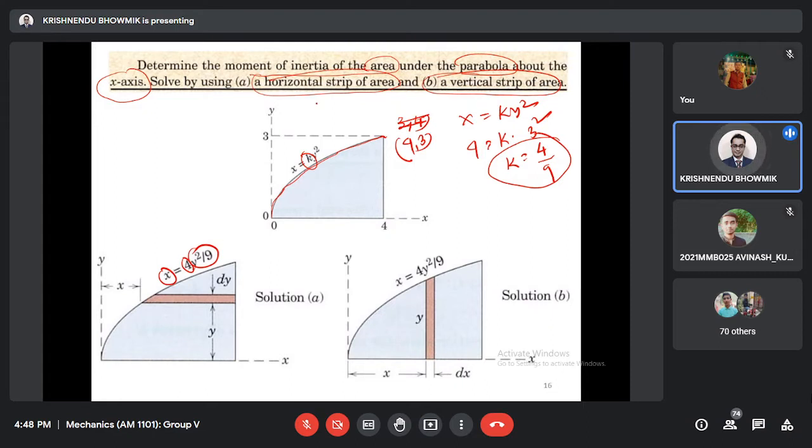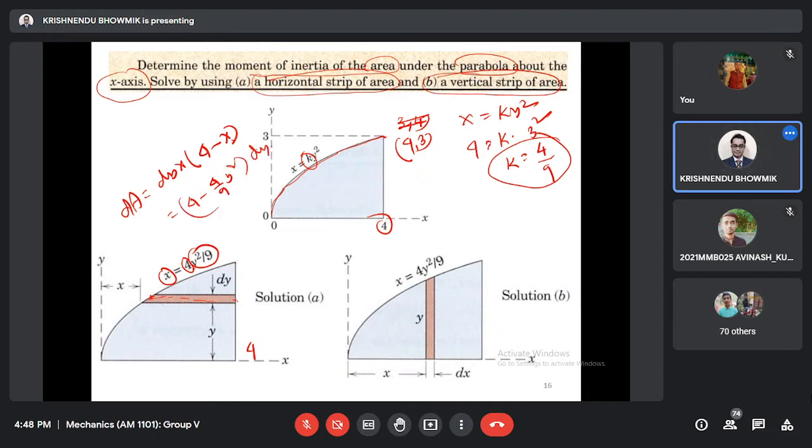Let me take a horizontal strip. What will be dA? The height is dy multiplied by this distance. This is 4 and this is x, so the length is 4 minus x, multiplied by dy. So what is x? It is 4 minus 4 by 9 y square, times dy. This is the dA.